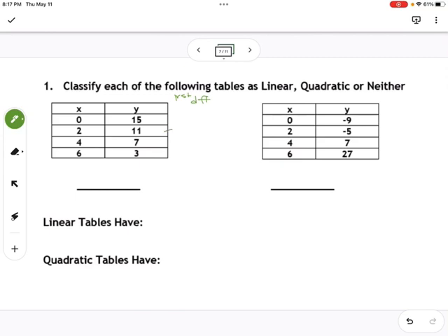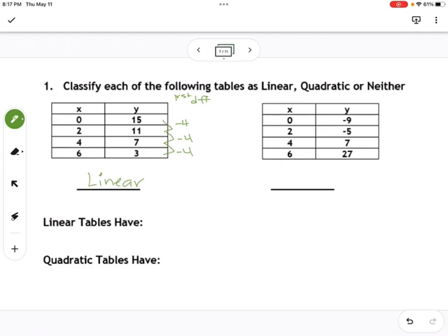So 11 minus 15 is -4. 7 minus 11 is -4, and 3 minus 7 is -4. Because all of these first differences are the same, then we can say this is linear.